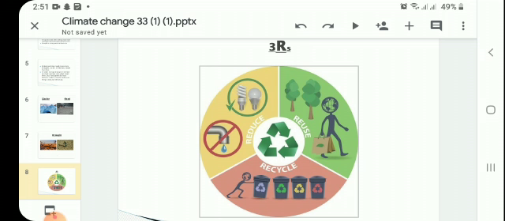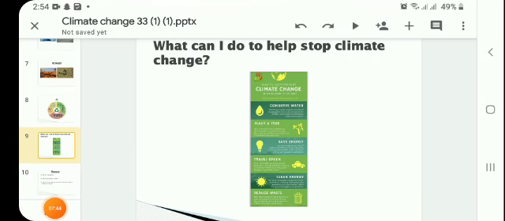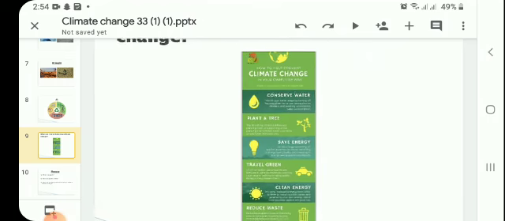To recycle something means that it will be transformed again into a raw material that can be shaped into a new item. Students, there are many ways by adopting which we can reduce, reuse, and recycle the items in our daily life. Students, we must know what we can do to help stop climate change. Let's see.